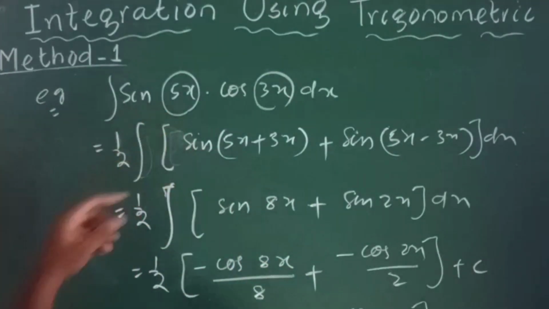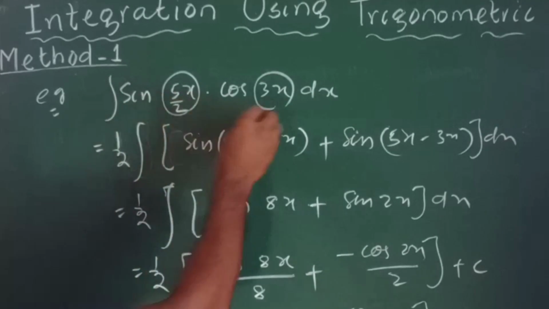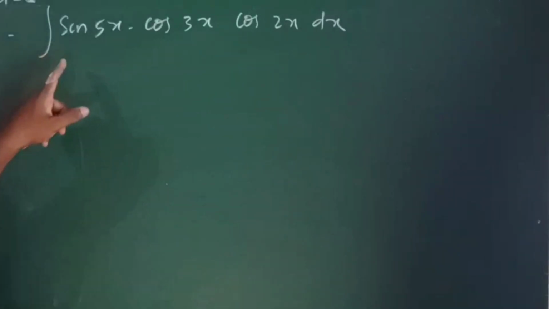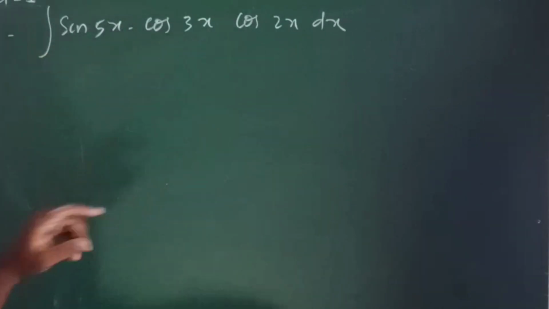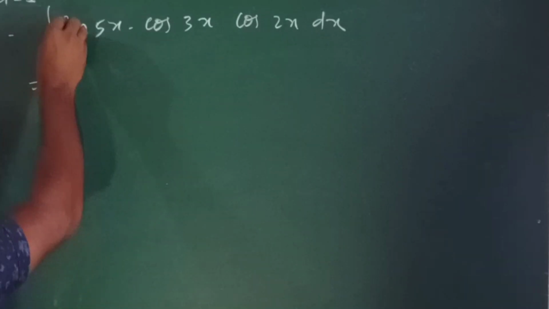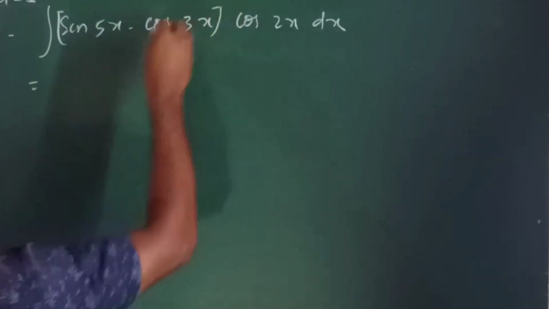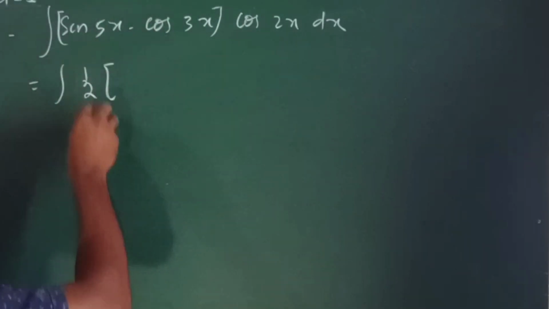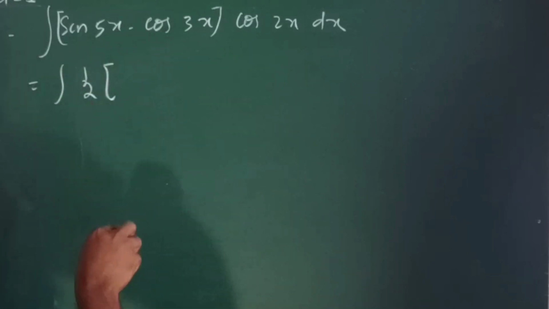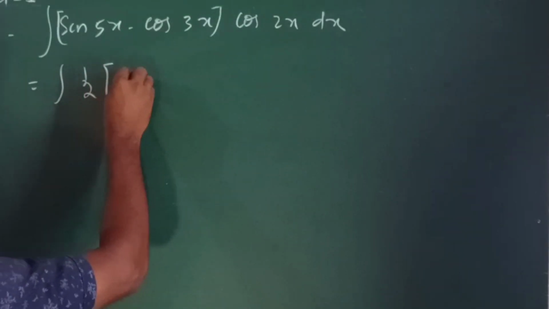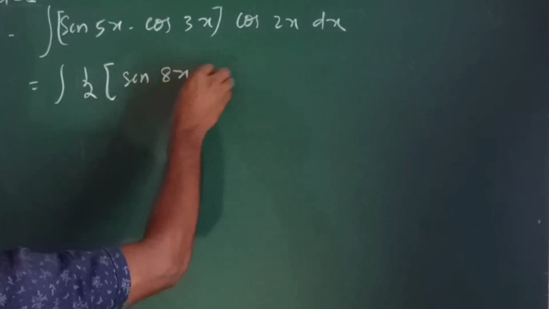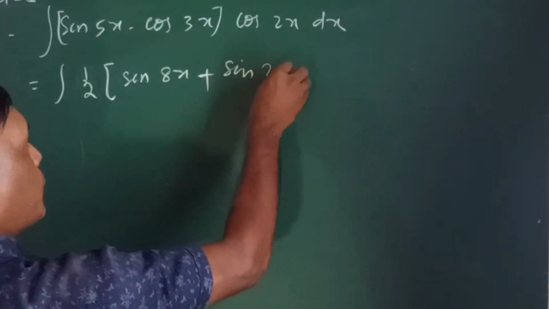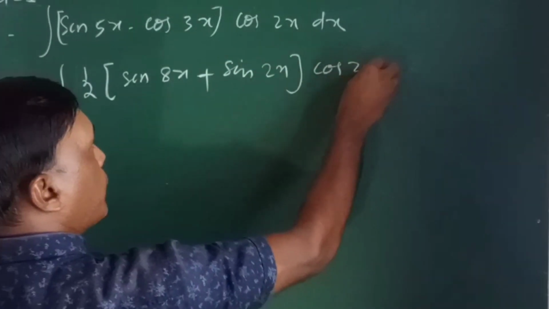Now look here: if it is sin 5 by 2 x and cos 3 by 2 x, you can also apply the same formula to solve. Another question is to integrate sin 5x into cos 3x into cos 2x dx. First take these two, sin 5x into cos 3x, which is half of sin(A plus B) plus sin(A minus B), meaning sin 8x plus sin 2x, into cos 2x dx.